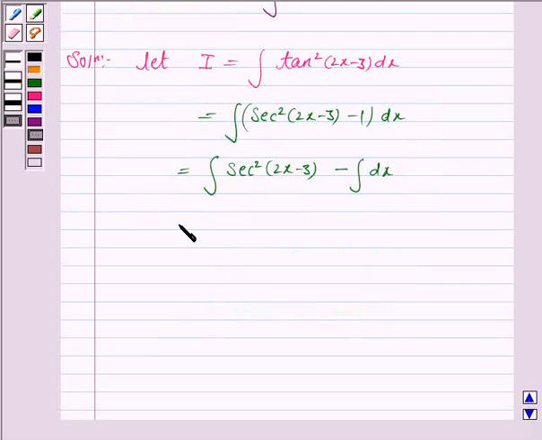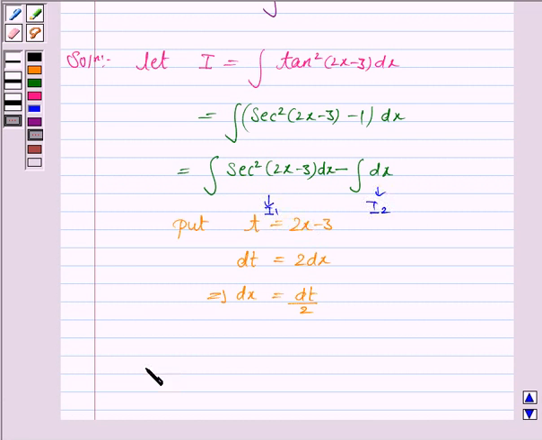Now put t equal to 2x minus 3. Now dt is equal to 2dx. So this implies dx is equal to dt by 2. So the first integral, say this as I1 and this as I2.